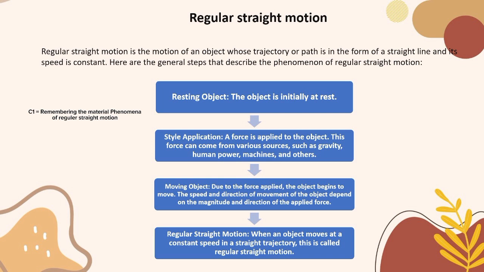This force can come from various sources such as gravity, human power, machines, and others. Moving object: due to the force applied, the object begins to move. The speed and direction of movement of the object depend on the magnitude and direction of the applied force. The last, regular straight motion. When an object moves at a constant speed and a straight trajectory, this is called regular straight motion.